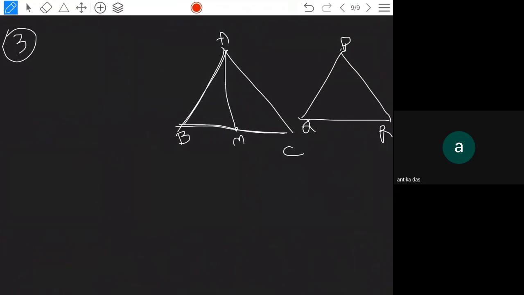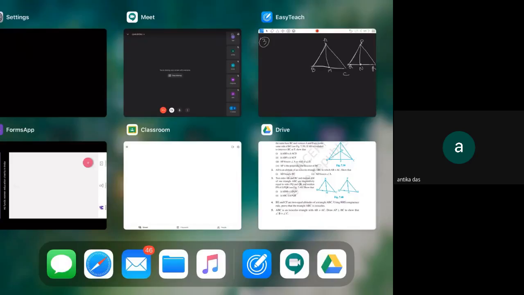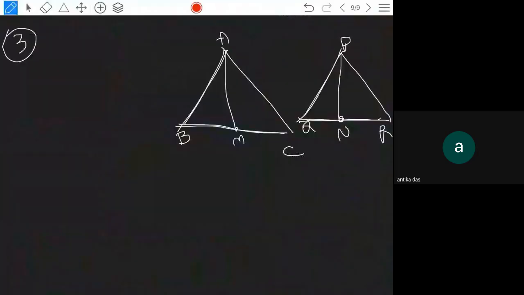And PQ, QR, PN, isn't it? PQ, QR. So what is given here is that they are equal respectively. AB, BC and AM, PQ, QR, PN are equal respectively. Respectively means AB equal to PQ, BC equal to QR, AM is equal to PN.